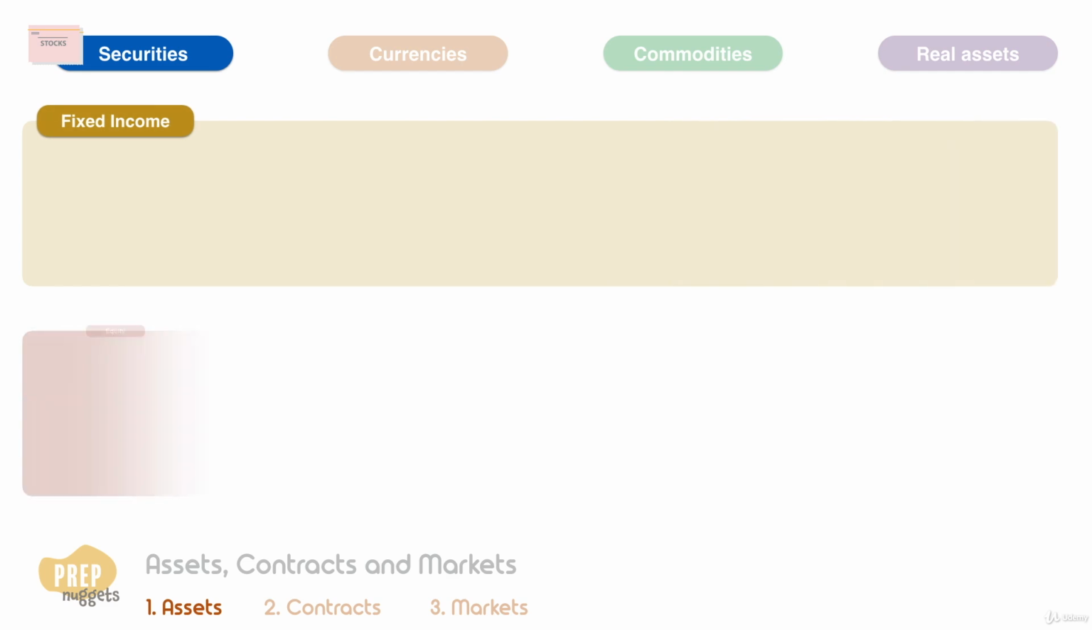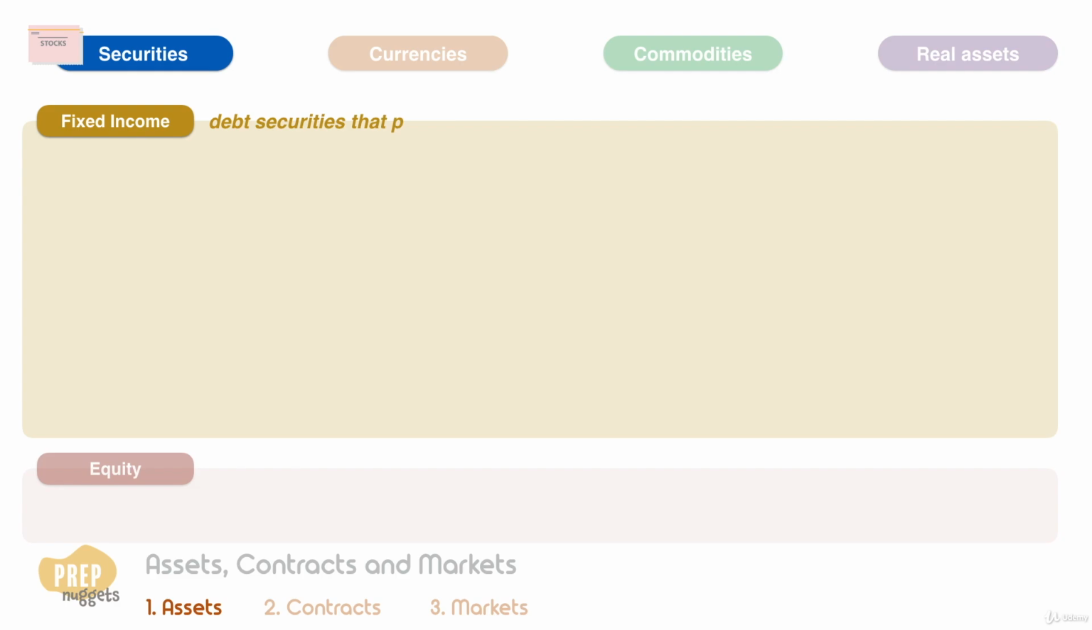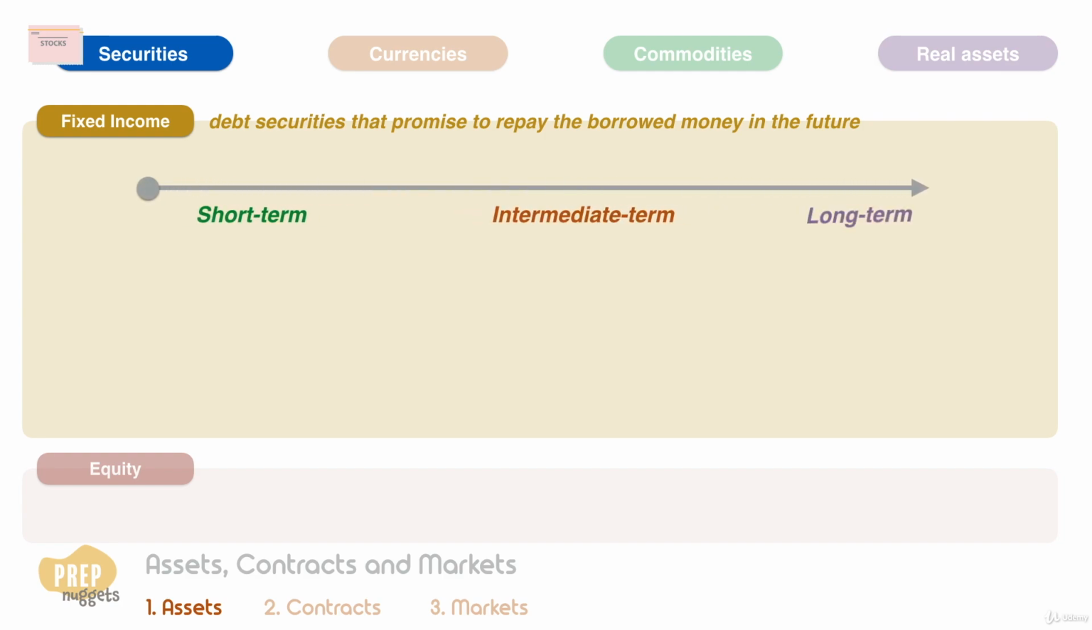Securities can be classified as fixed income or equity securities. Fixed income securities typically refer to debt securities that promise to repay the borrowed money in the future. They can be distinguished as short-term, intermediate-term, and long-term fixed income securities. However, there is no general consensus on their definition. Instruments that mature in less than 2 years can be considered short-term, whereas those that mature in more than 10 years are considered long-term. In the middle are intermediate-term instruments. But, as mentioned, the lines between them are kind of fuzzy.